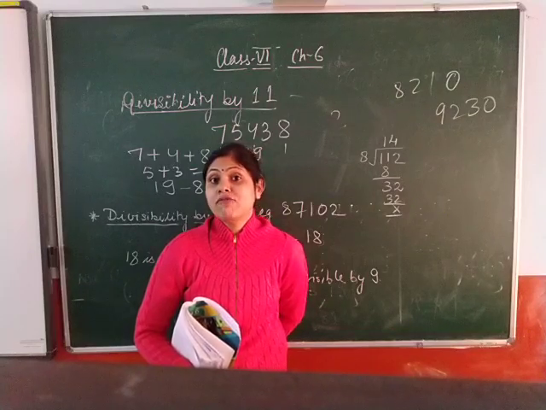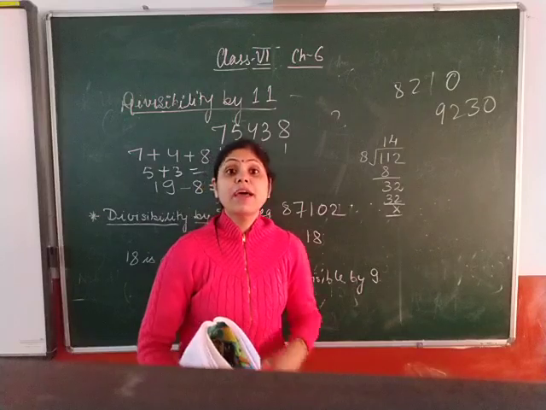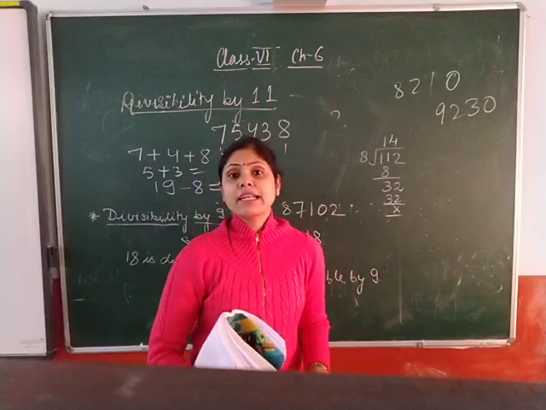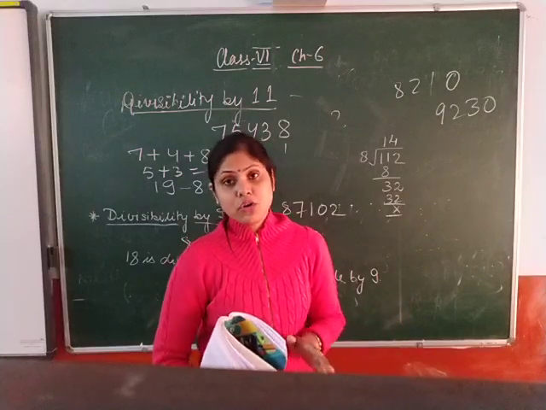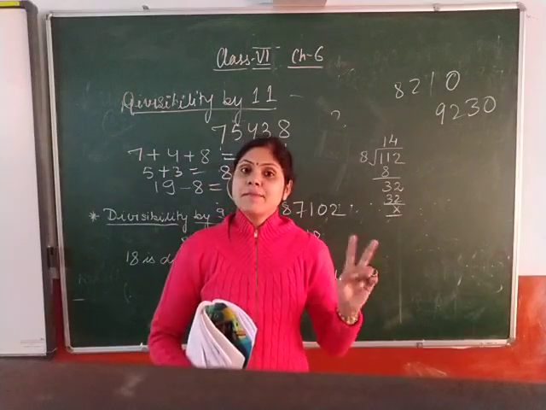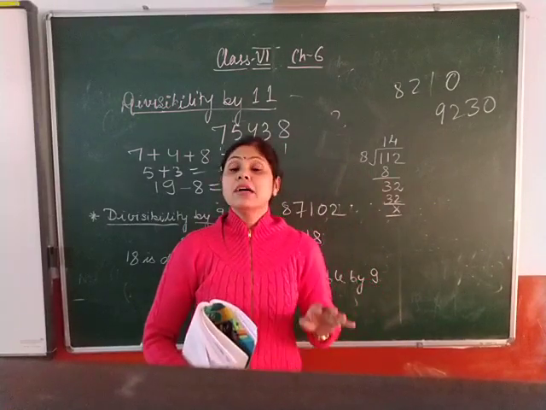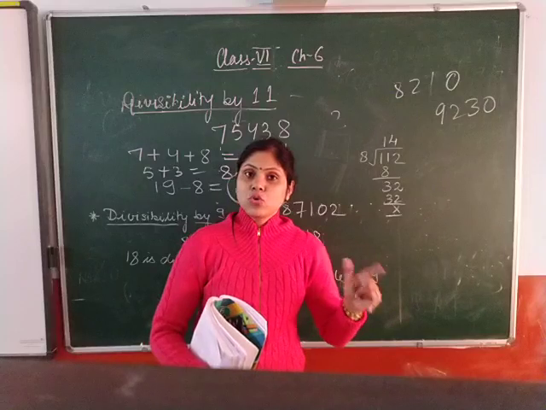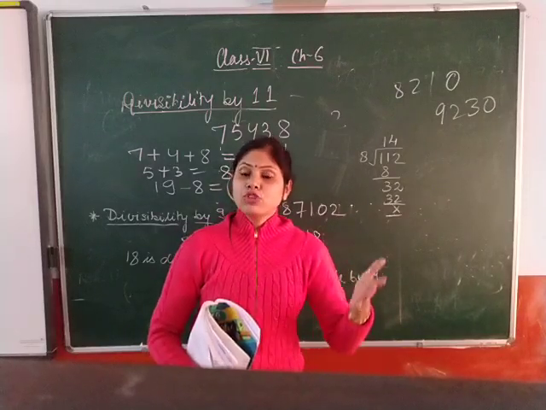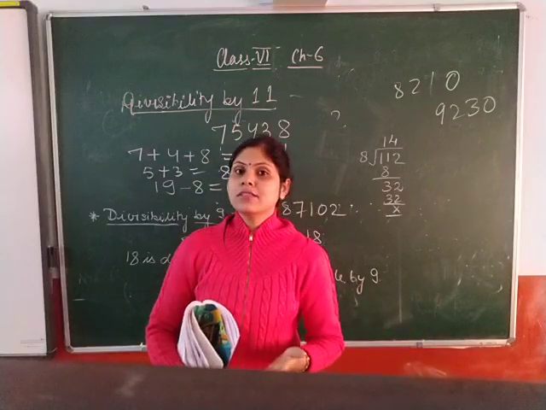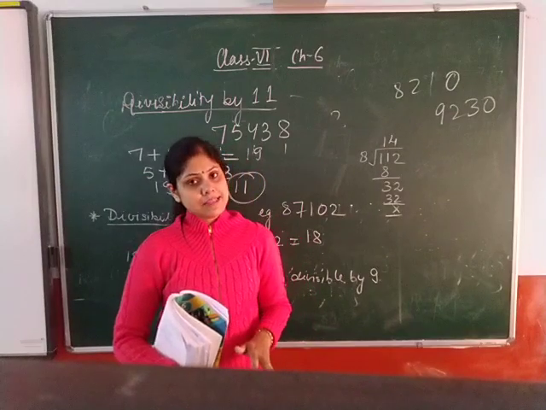If the ones digit is 0 or 5, then the whole number is divisible by 5. To check divisibility by 6, you can go through the last session video. If the number is divisible by 2 and 3 both, that means the number is divisible by 6. Clear? 2 means the last place should be an even number, and to check 3 you add the digits. If the sum is divisible by 3, that means it is divisible by 6 also.